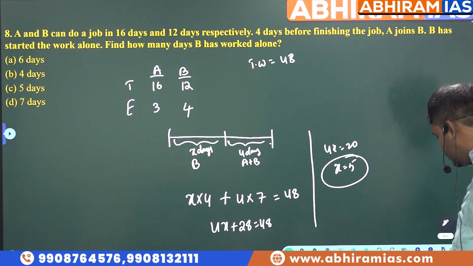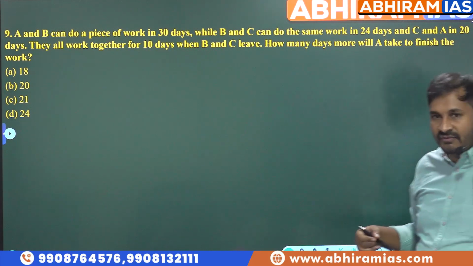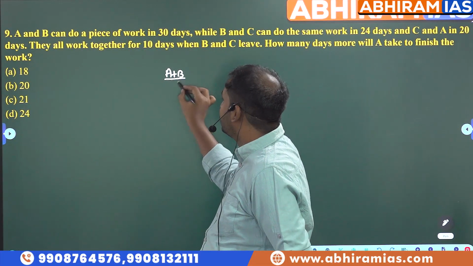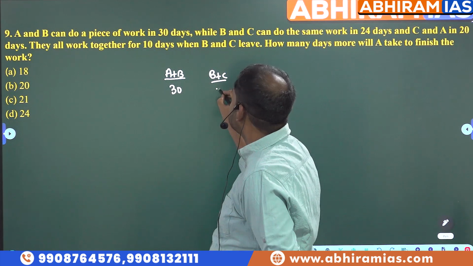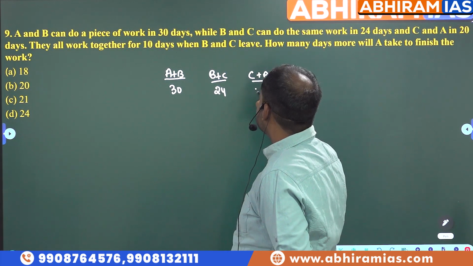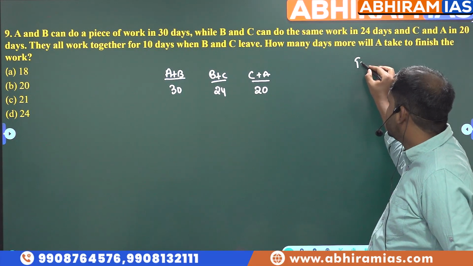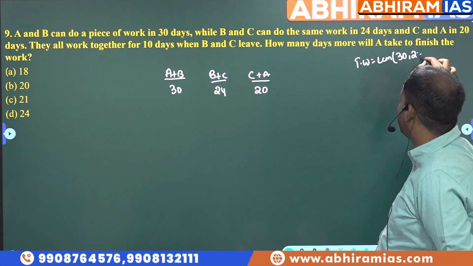Okay, now see the next one. A and B can do a piece of work in 30 days. B and C can do it in 24 days. And C and A can do it in 20 days. As usual, total work means LCM of 30, 24 and 20.